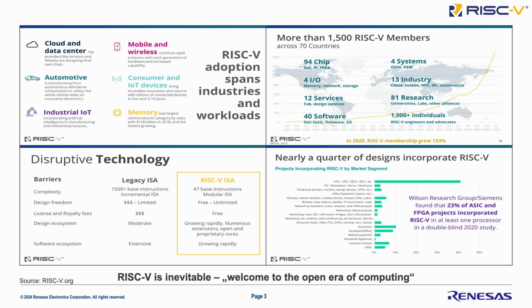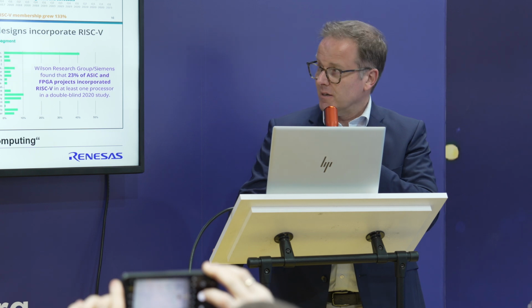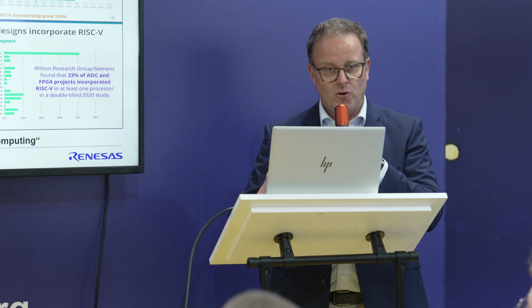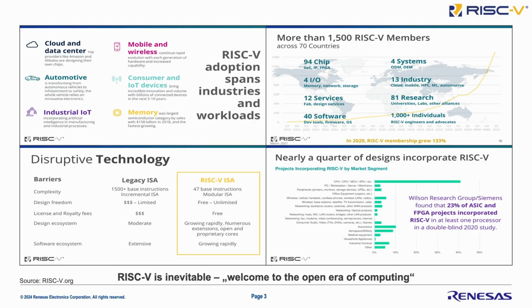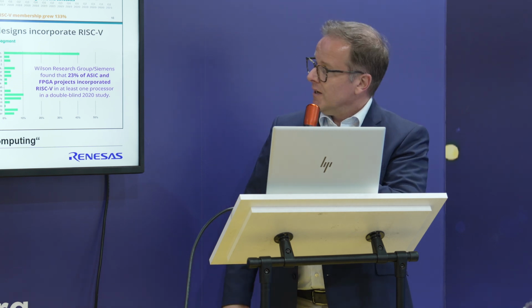So this slide you might already be familiar with. Basically it's just a recall about the state of the union on RISC-V. All of these different statistics might not be the most up-to-date in some cases, but it's clearly visible that RISC-V is being adopted now by more and more industries, segments and application types. The member community is growing exponentially year over year, and new designs tend to incorporate more and more RISC-V processors, whether at main CPU level or as coprocessors, accelerators, and so on.